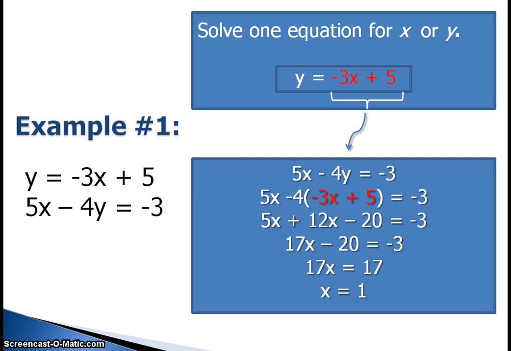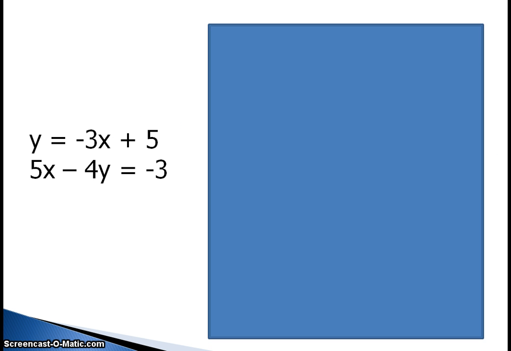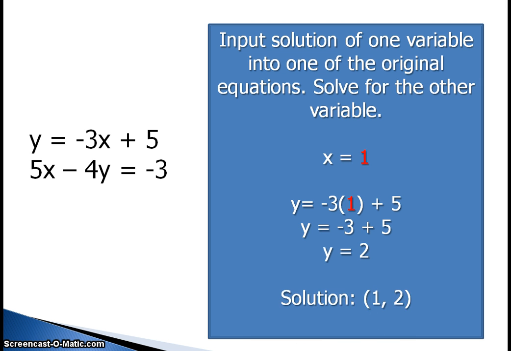X turns out is 1. Now we're going to use that information to find out what y is by using the value of x is equal to 1 and substituting it back into the original equation and solving for y, where we find out that y is equal to 2. So our solution is the coordinate x equal 1, y is equal to 2.